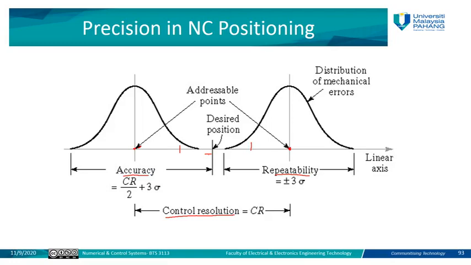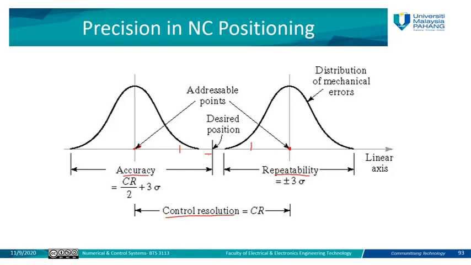The accuracy will become more accurate because accuracy is equal to CR over 2 plus 3 sigma. So when the CR is small, the value will become smaller and the error will become smaller, so the machine can move from one coordinate to another coordinate with a smaller error.